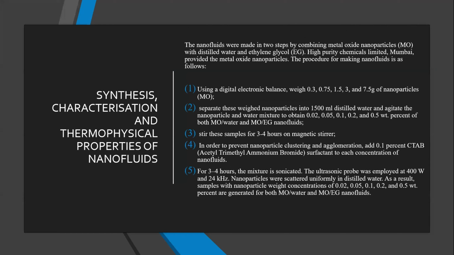So here is the characterization. Nanofluids were made in two steps by combining metal oxide nanoparticles with distilled water and ethylene glycol. High Purity Chemicals Limited, Mumbai, supplied the metal oxide nanoparticles. Here is the procedure. Using a digital electronic balance, weigh 0.3, 0.75, 1.5, 3, and 7.5 grams of metal oxide nanoparticles.